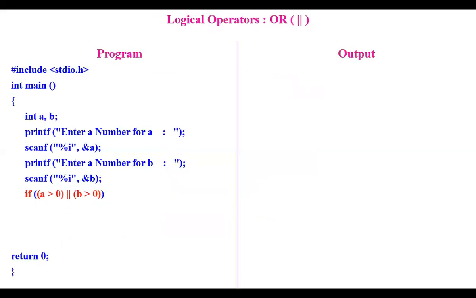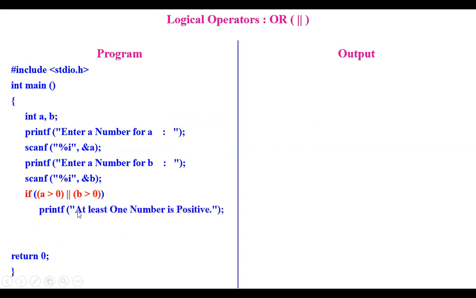Right? Next, let us see the logical OR operator. Again we have taken two variables A and B as integers, and A and B are read from the user. Now the condition is written like this: if A is greater than 0 OR B greater than 0. That means to have this statement true, one of these conditions must be satisfied. Only one will be sufficient. Even if one condition is satisfied, it gives out a true output.